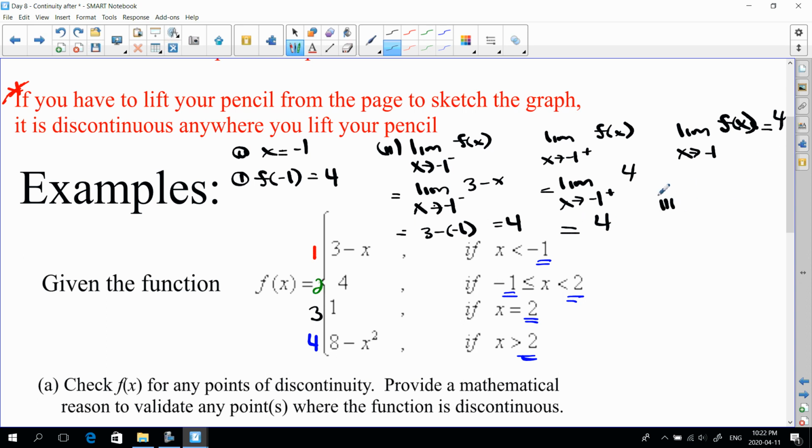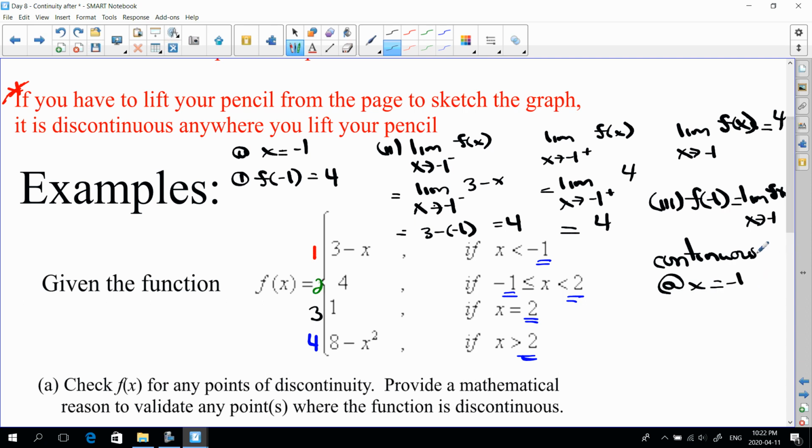Finally, step 3. Does step 1 equal step 2? Does the defined height of the function, f at -1, equal the limit as x approaches -1? Well, yes, they're both equal to 4. So we could say f at -1 equals the limit as x approaches -1 of f of x. It satisfies all 3 requirements. That would mean it would be continuous at x equals -1.